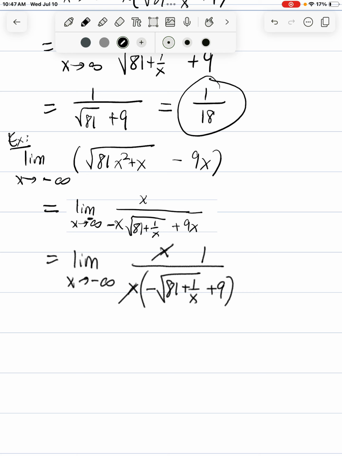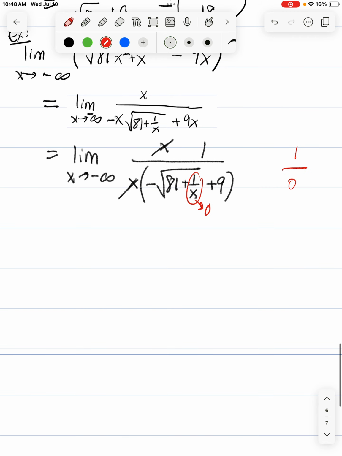And now what happens? Well, I see this 1 over x is going to 0. So now I see that the denominator is approaching 0. Right? I have a 1 on the top, and then as x goes to minus infinity, the bottom is approaching 0. So I have this 1 over 0, and so what do I have to do? I have to look at whether this expression is positive or negative.